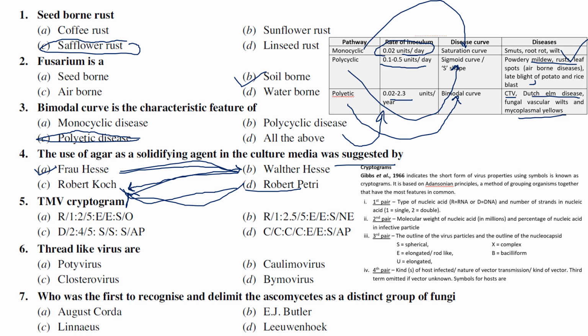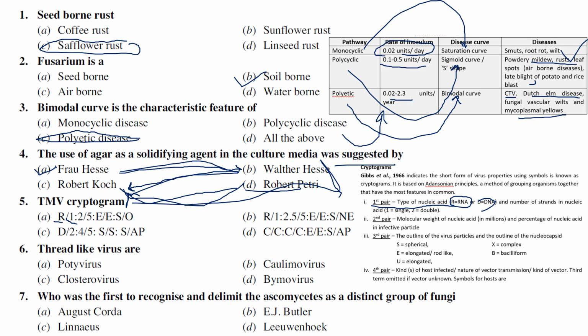The next one, TMV cryptogram. To understand what a cryptogram is, I have given something here. A cryptogram is generally a short form of information about virus properties, given using various kinds of symbols. For example, R/1:2/5, something like that will be there. The first pair of information: R stands for RNA, D stands for DNA, and the number of strands in the nucleic acid, single-stranded or double-stranded. Here R stands for RNA, and 1 stands for one strand of nucleic acid.